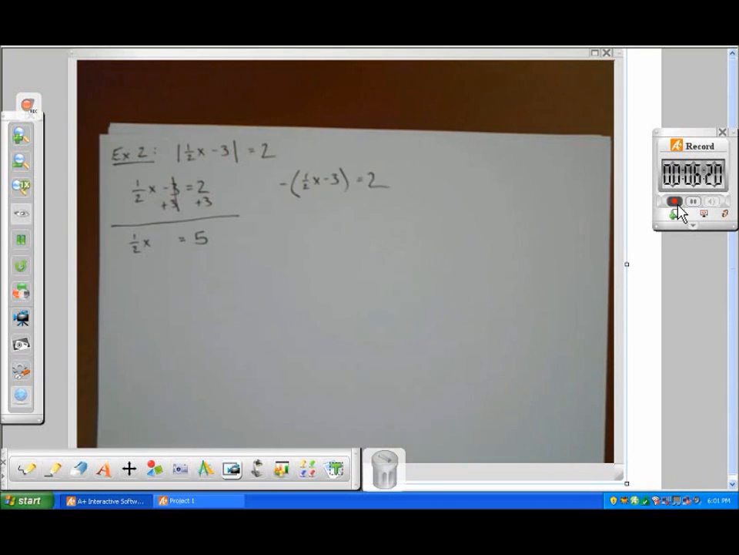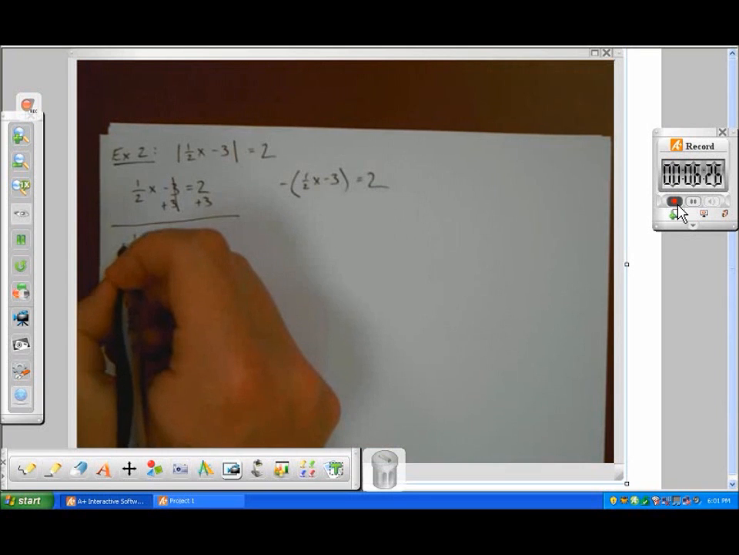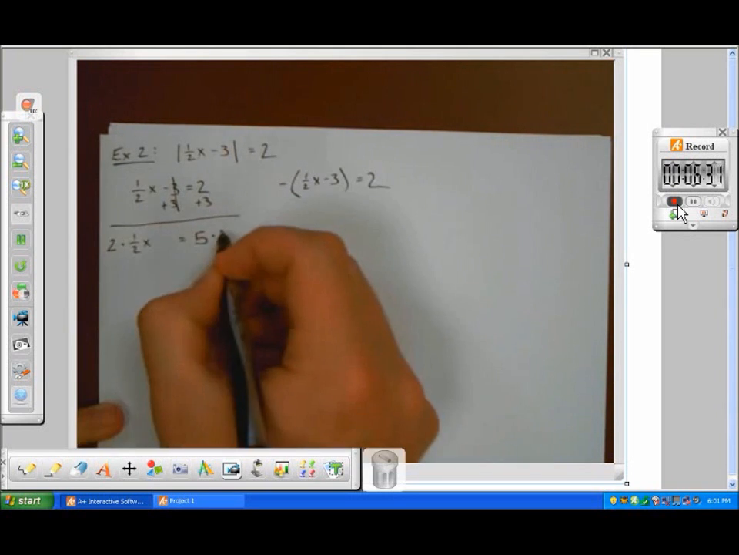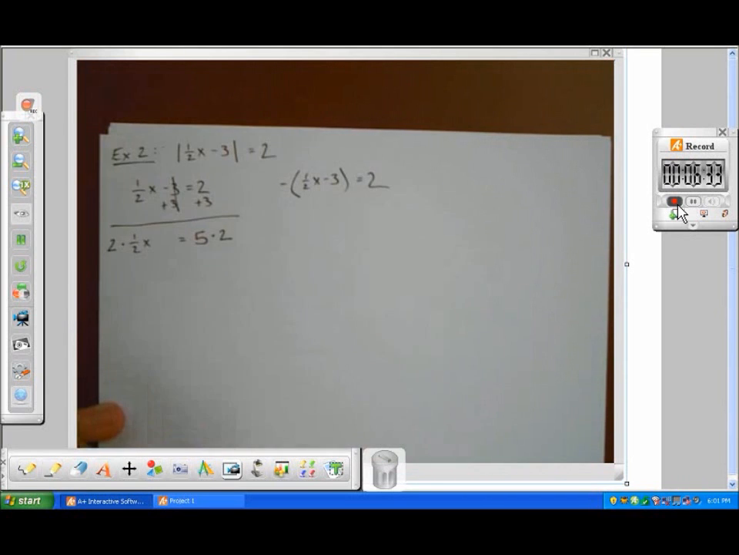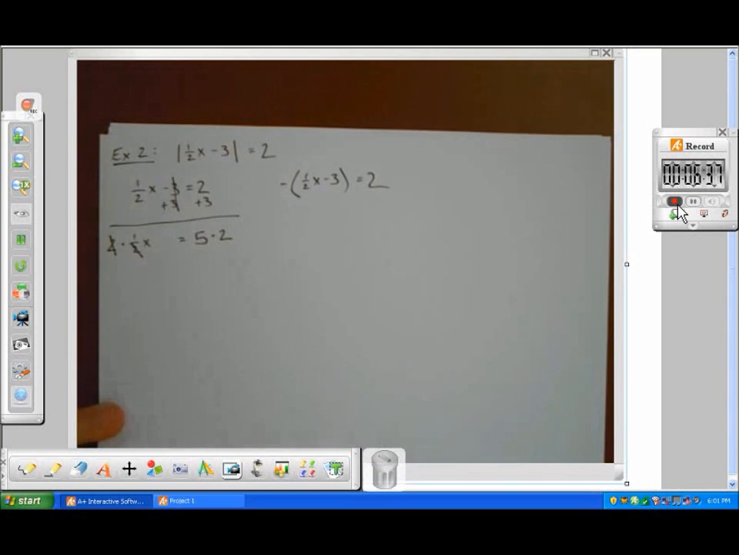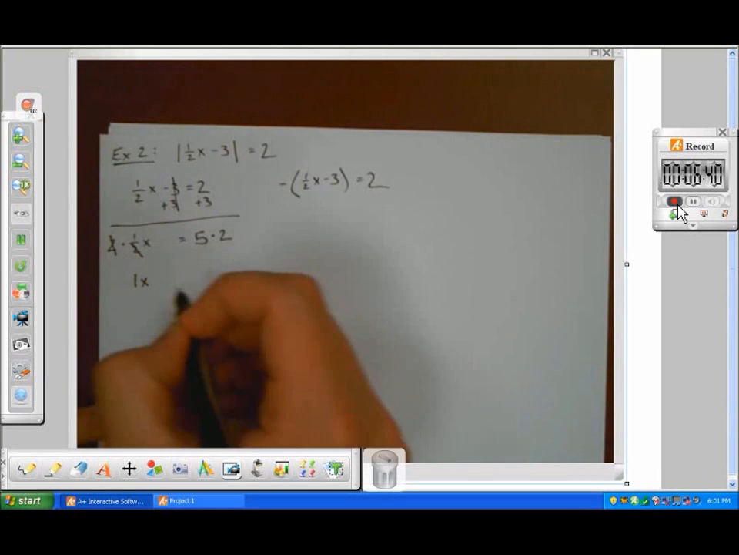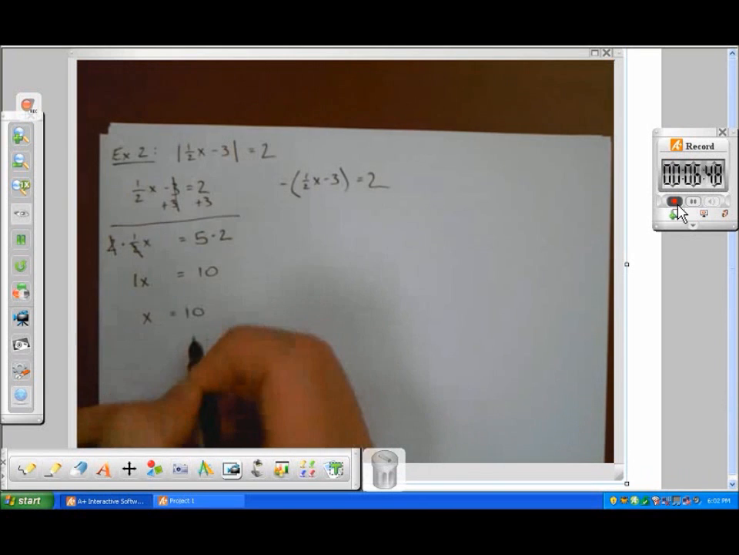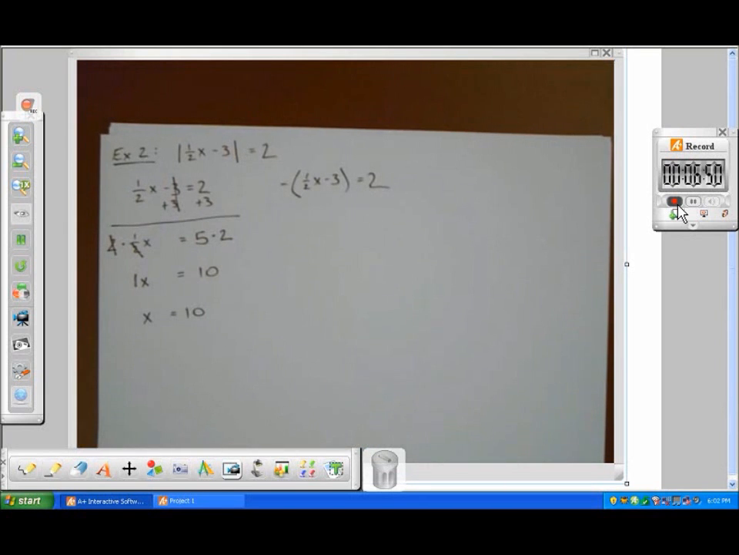Now we've got this fraction, and I'd like to show you the way that I do fractions. I like to multiply both sides by whatever that denominator is. In this case, it's a 2. Multiply both sides by 2. The reason why is this 2 will cancel with that 2. Leaves 1x equals 10. And then if you want, you could divide by 1, or you could write x equals 10. So that's one of my answers, x equals 10.